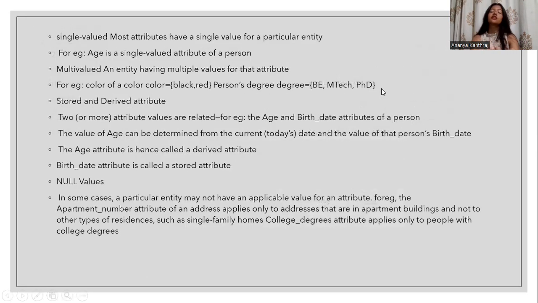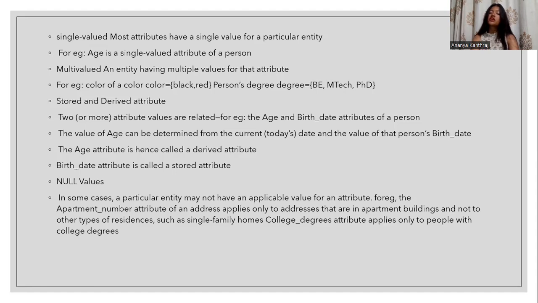So what are single valued attributes? Most attributes have a single value for a particular entity. For example, age is a single valued attribute of a person. A multi-valued attribute is one where an entity has multiple values for that attribute. For example, color may be black, red, and so on. A person's degree might be BE, MTech, PhD, etc. So it is a multi-valued attribute, since we can have a number of degrees.